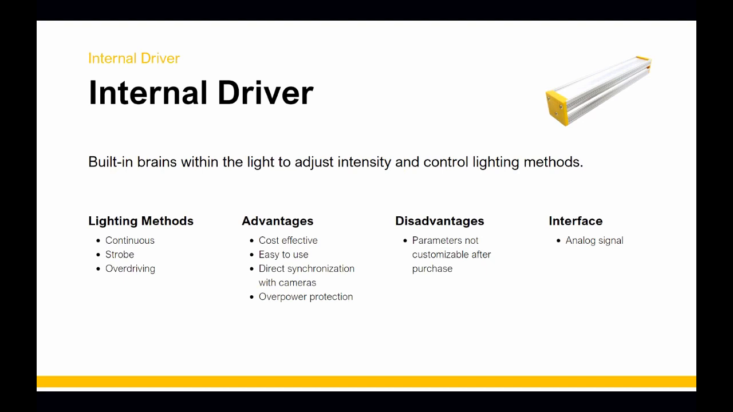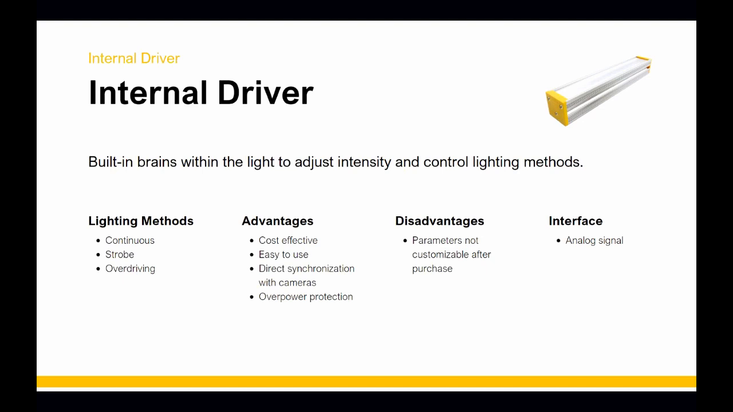It's going to be easier to use. All you need is something controlling 24 volts, giving an analog signal. You can have direct synchronization with cameras. You can plug the lights directly into a smart camera, for example. And they'll have built-in overpower protection, so you don't have to worry about overpowering your lights or anything like that.